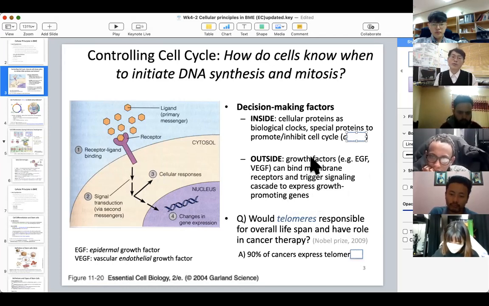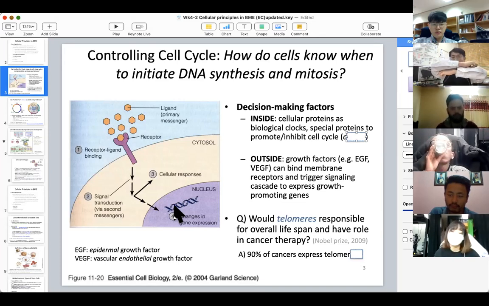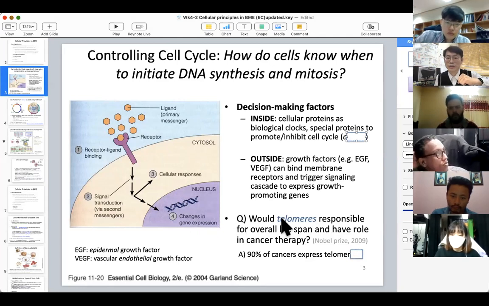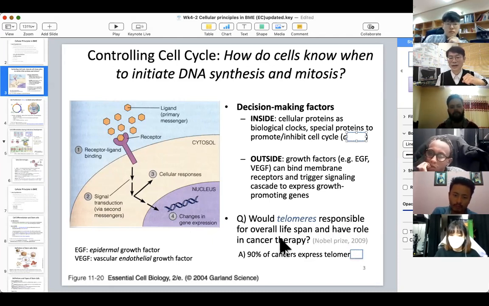One thing I want to draw your attention to is a very interesting enzyme. The genome has to replicate. At the terminal site of the genome, there are repeating sequences at the end, and people named it the telomere. The telomere is responsible for overall lifespan and has a role in cancer therapy.